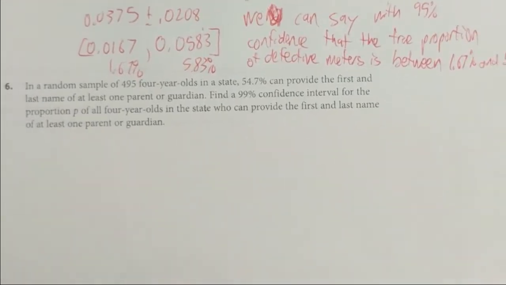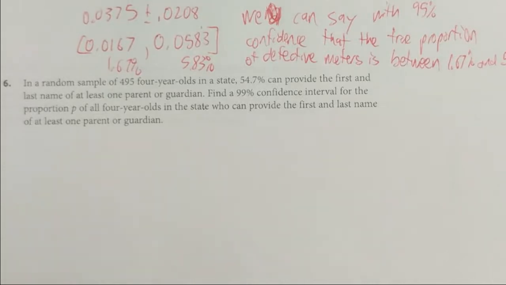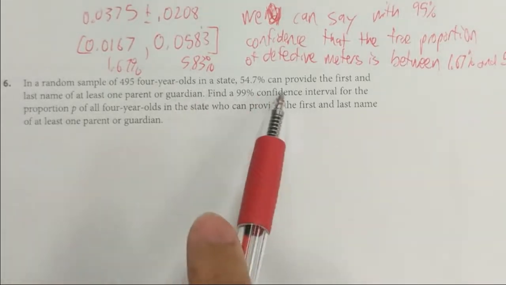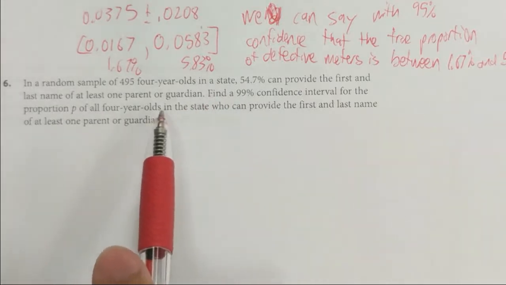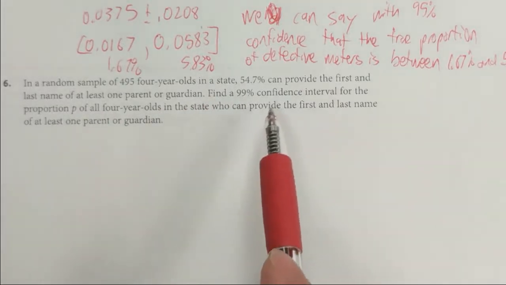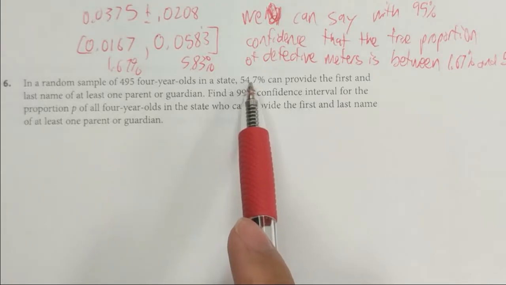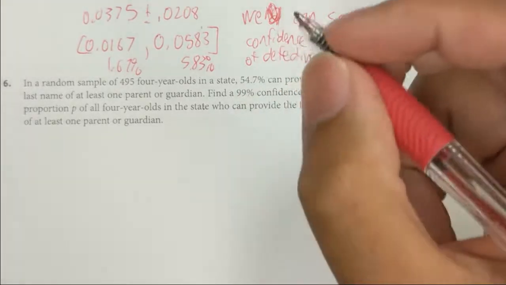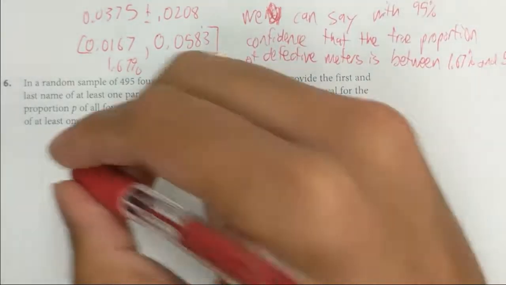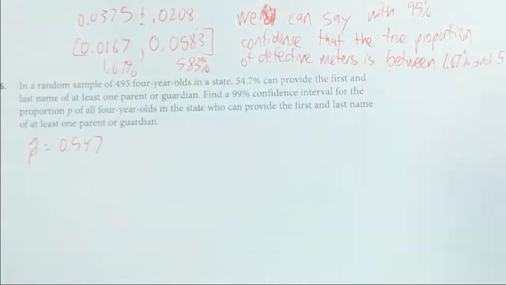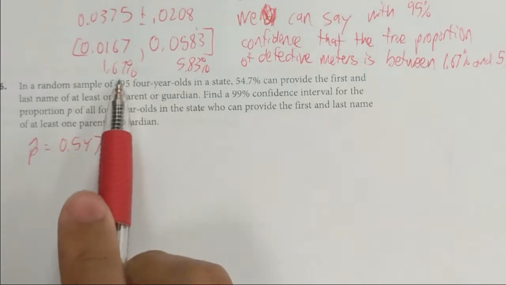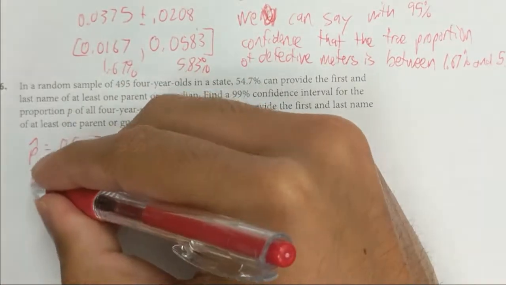Okay, problem 6. Can the 4-year-olds provide the first and last name of one parent or guardian? So again, yes, no question, this is a proportion. This time they gave us the sample proportion, so we know p hat is 0.547. And here's our sample size n.